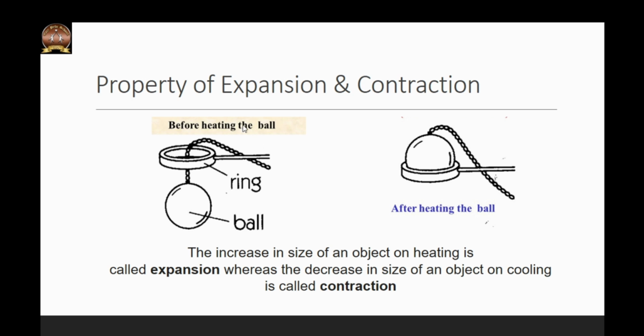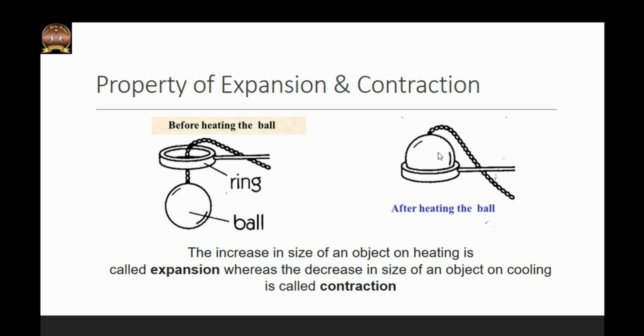The figure given below is a demonstration of a ball and ring experiment. A ball as well as a ring are made up of metal. At normal temperature, the ball would easily pass through the ring. But if you heat it, the ball gets stuck and does not pass through the ring. Why does this happen? The increase in size of an object on heating is called expansion.